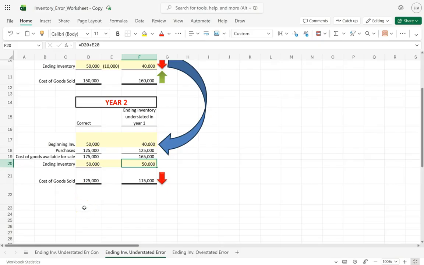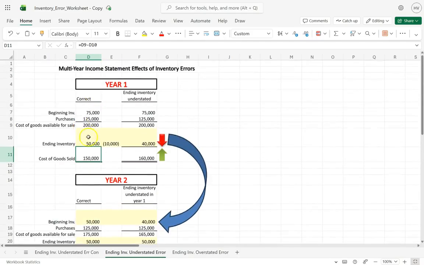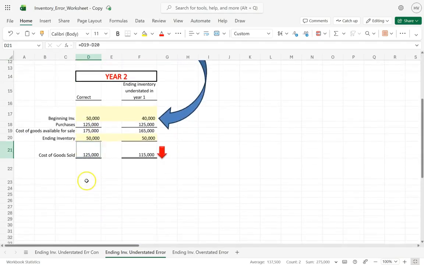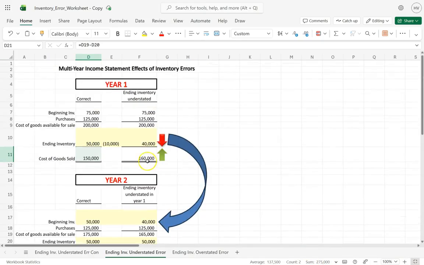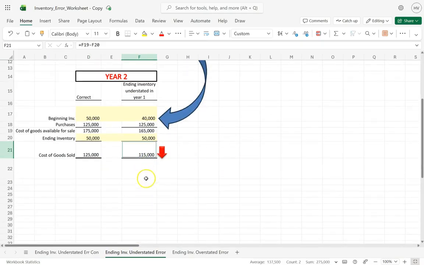So let's see what happens in total. In total, at the end of year two, ending inventory is the correct balance. And this is if we don't record any correcting entries in year two. If we discover this happened in year three, then our cost of goods sold between the 2 years, if we did it correctly, we would have had 150,000 year one plus 125,000 year two. You can see down here, that would have given us $275,000 of cost of goods sold had we done everything correctly. But instead, we recorded 160,000 year one and 115,000 year two.